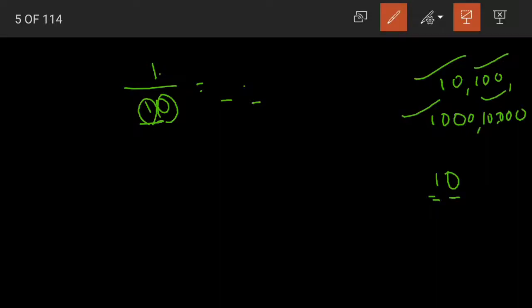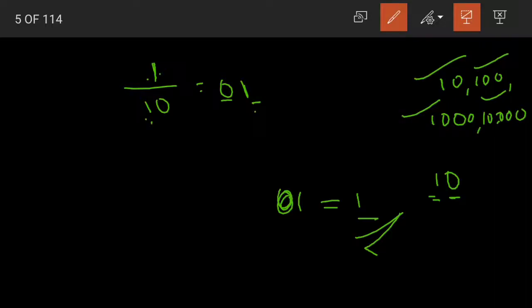Now how can we make it a 2-digit number? 0, 1. Can I write it as 0, 1, children? Isn't this equal to 1? Yes. Whenever we add a 0 to the left side of a whole number, the value does not change. So instead of writing 1, I can write 01. Now the number of digits is done. The numerator should have a number of digits equal to or more than the denominator. Yes.